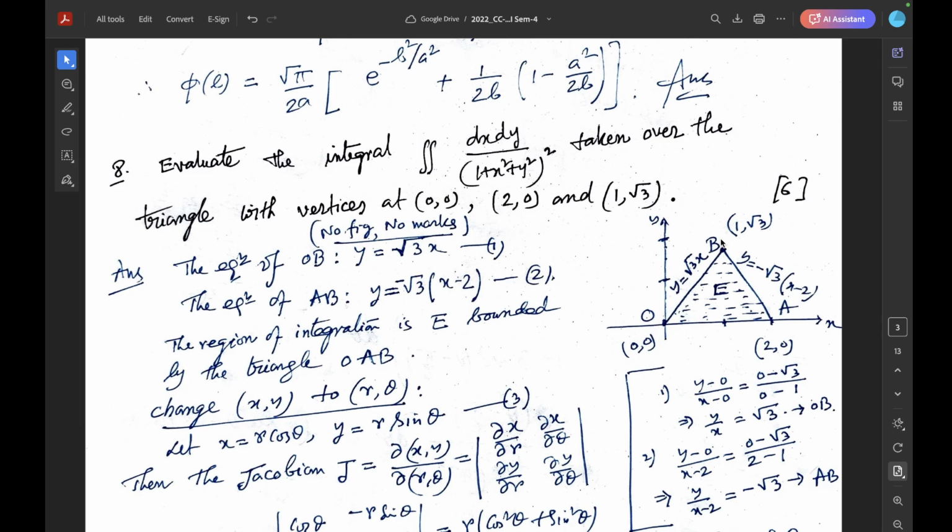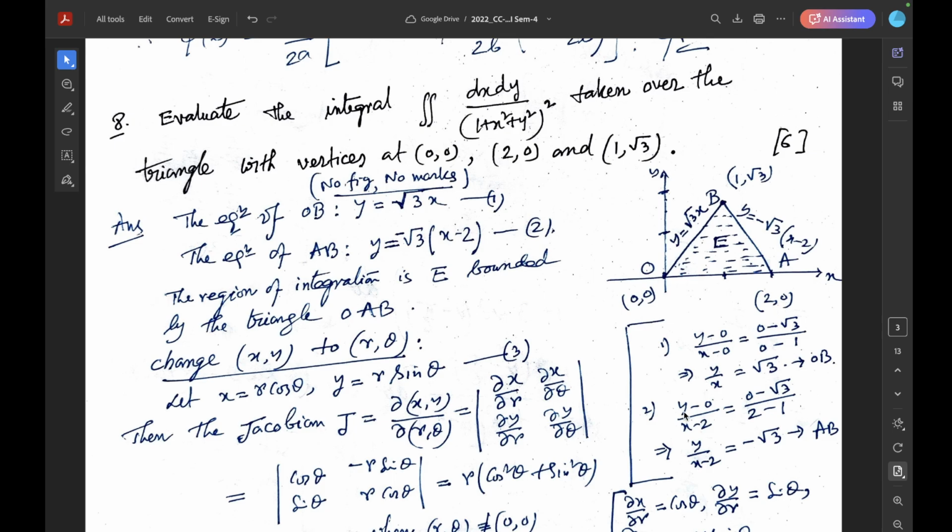So the equation of this line OB: y minus y1 by x minus x1 equal to y1 minus y2 by x1 minus x2, joining these 2 points 0, 0 and 1, root 3. So we get y by x equal to root 3, so y equal to root 3 x, the equation of the line OB. And the equation of the line AB is y minus y1, this 0, by x minus x1, this 2, equal to y1 minus y2 by x1 minus x2. So y by x minus 2 equal to minus root 3, so y equal to minus root 3 into bracket x minus 2 is the equation of this line AB, and this is the double integration over the region E. The region of integration E is bounded by this triangle OAB.